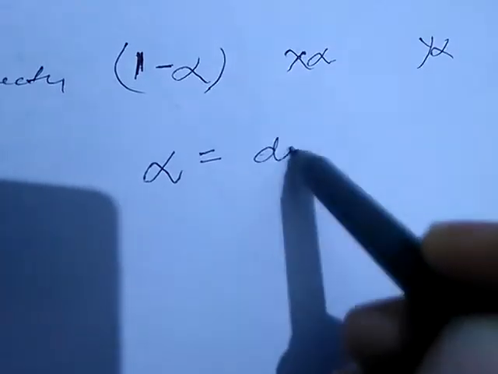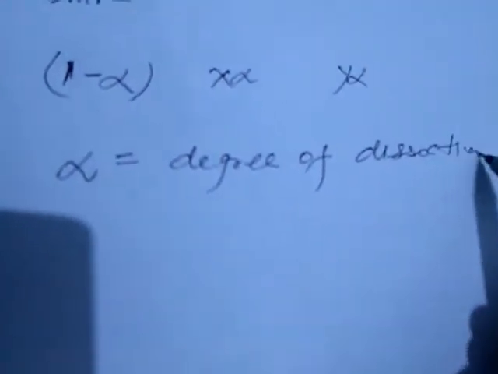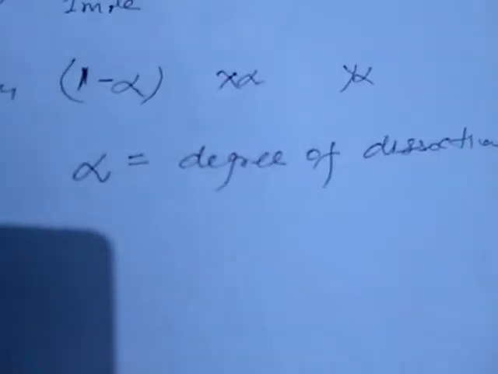Now after dissociation, AXBY would become less. It would become 1 minus alpha, and the products would increase. They will become x into alpha, and y into alpha. So here this alpha is the degree of dissociation, the extent of dissociation. To what extent dissociation has occurred in the solute, alpha represents that.